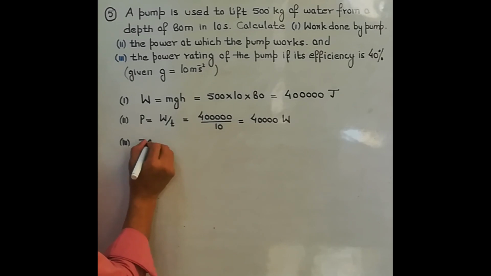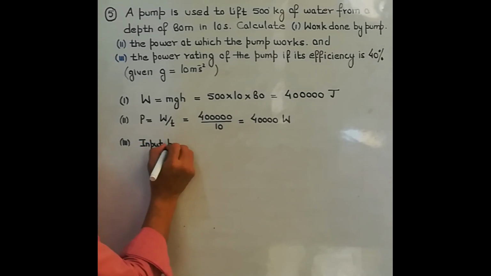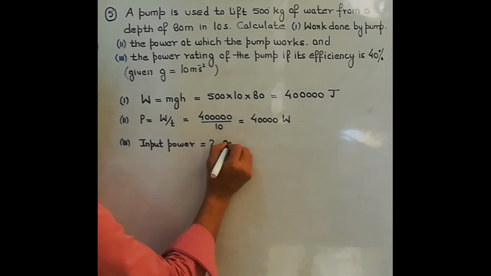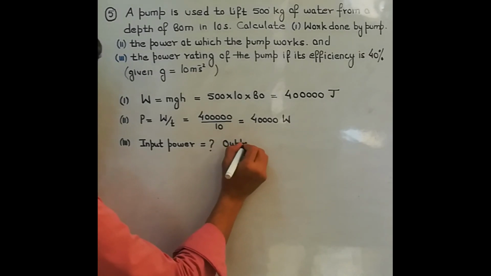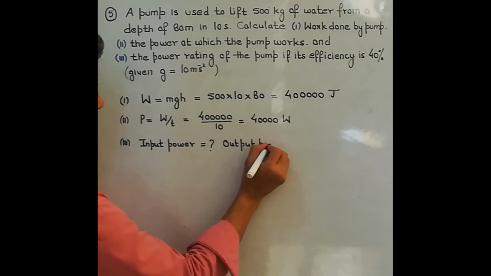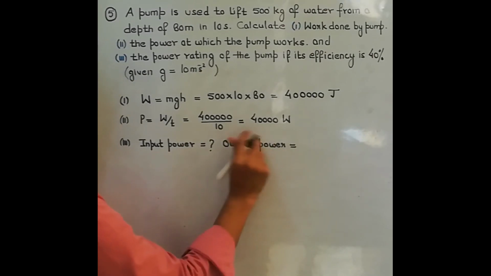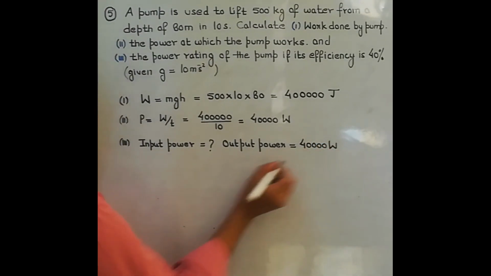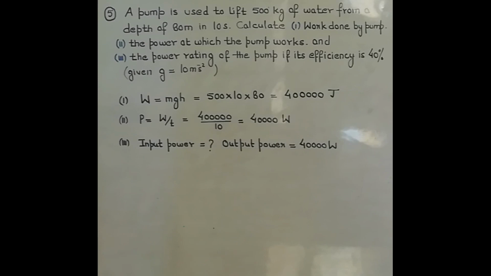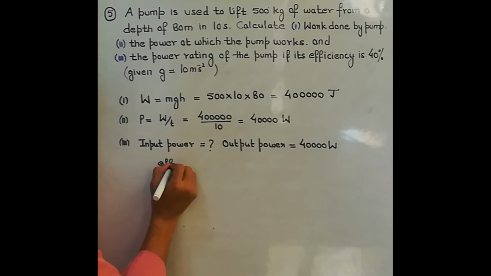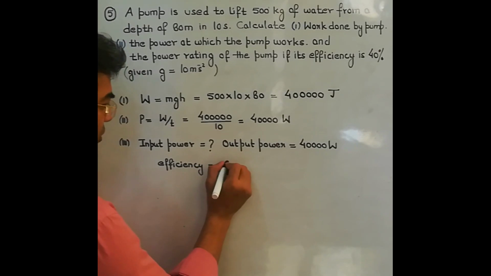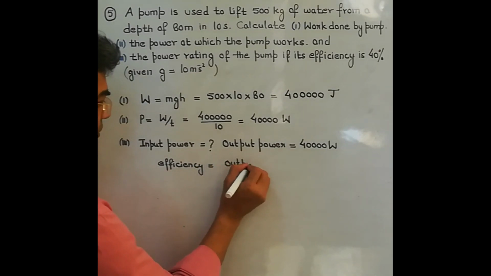Input power is to be calculated. Output power we have already calculated. Output power is 40,000. And then they have given you that efficiency is 40%. Now let us write the formula for efficiency. Formula for efficiency is output upon input.